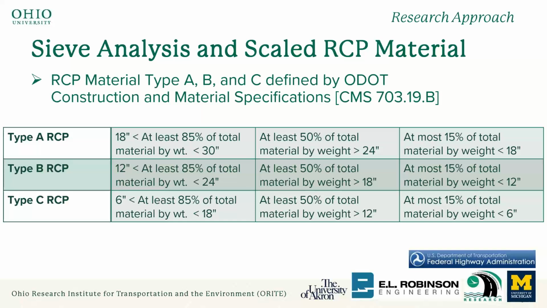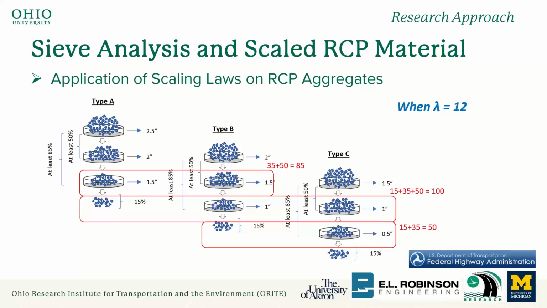703.19B. Okay, so I think most of you in the audience are probably familiar with these types of rocks. We literally just scale down by sieve analysis. Let's say, for example, for type A rocks, it's a 2.5 inch sieve and 2 inch sieve and 1/2. So we literally did a sieve analysis to create type A, B, and C rock.